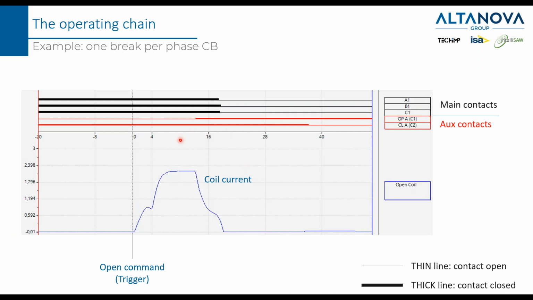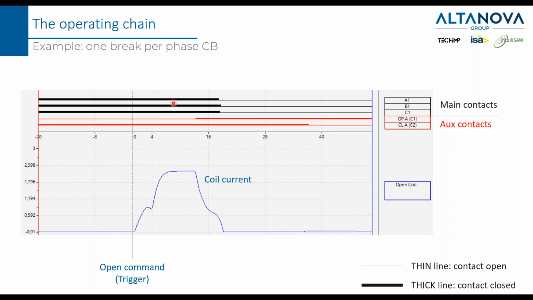This is one example for a one break per phase circuit breaker. This is an example of real results. So we are starting to become familiar with this kind of graph. In the top part, you see these digital graphs. The thick line represents a closed contact. A thin line represents an open contact.